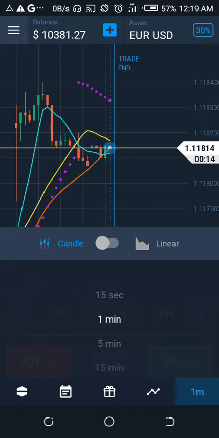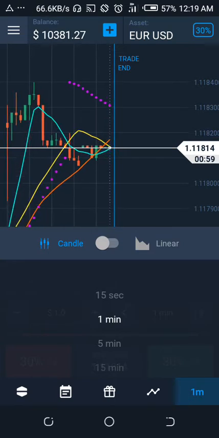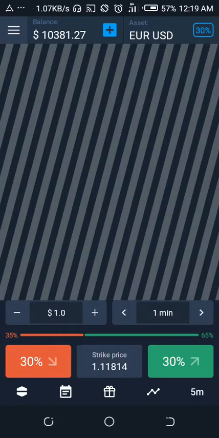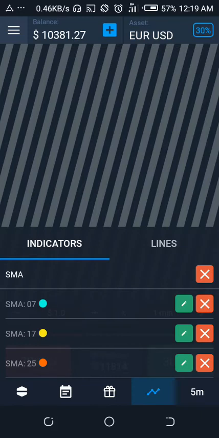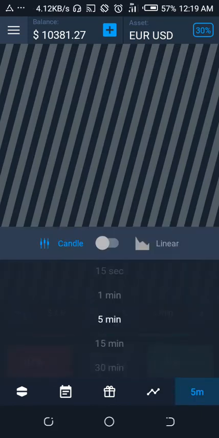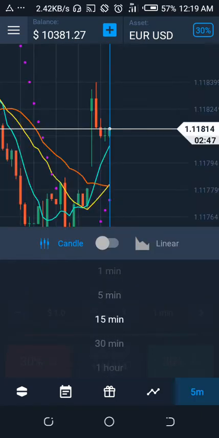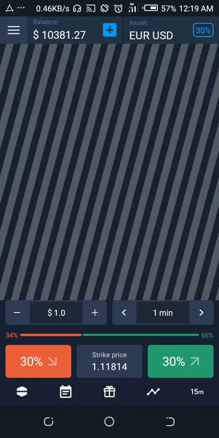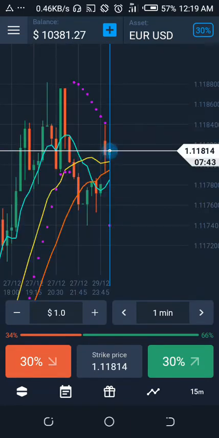A one-minute time frame represents a one-minute candle. Each candle that you see here represents one minute because it has been set to a 1 minute time frame. If I change it to a 15-minute time frame, that means each candle here will be changed to 15 minutes.